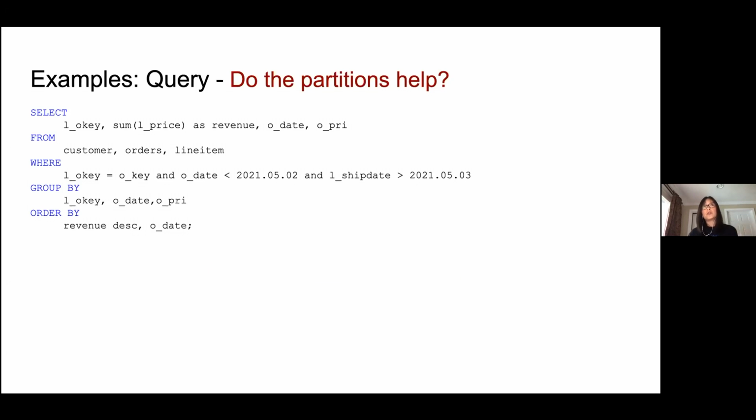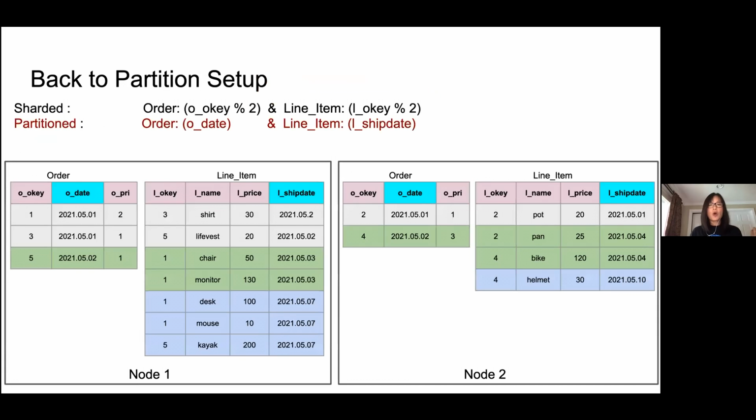So my next question here is, with the same query, do the partitions help? Let's go back to our setup for the partition. Here, we sharded the data on the order key, and we partition the data for the order table on order date and for the line items on the ship date. That means the same day will be on the same partition.